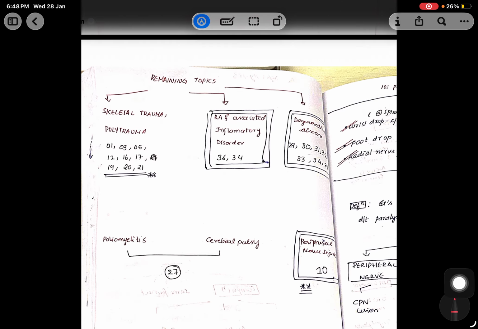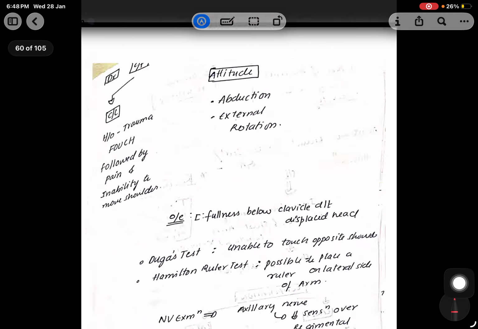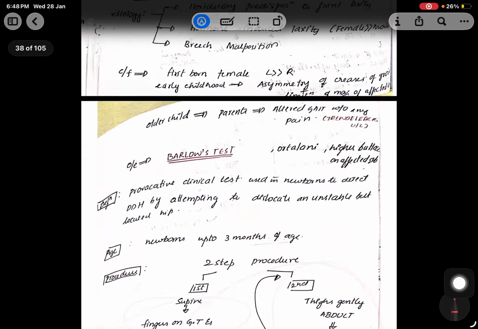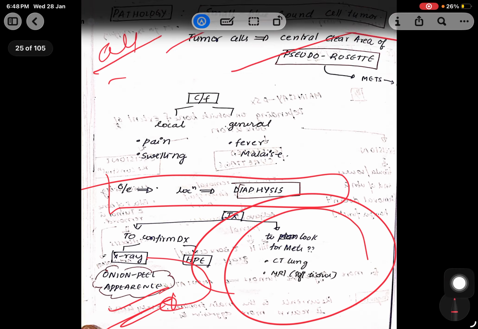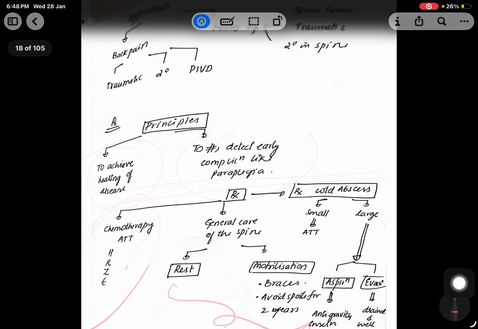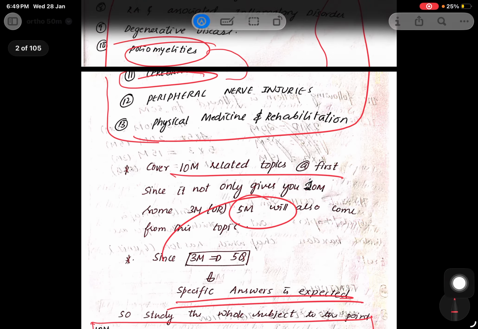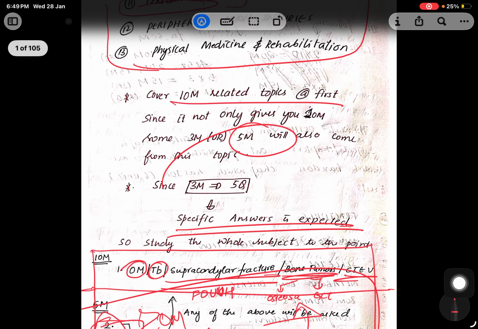By this, you have completed the major important topics specific to ortho. So what are the things which we discussed? I discussed all the fracture part, musculoskeletal infection part, TB part, metabolic bone disease part, and bone tumors. This will follow easy narration, but it takes a lot of time, so make sure you study that part first.